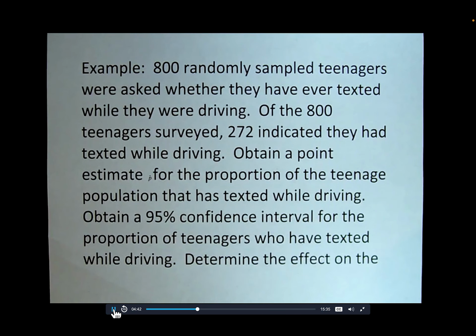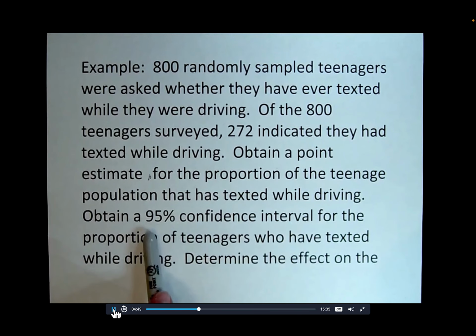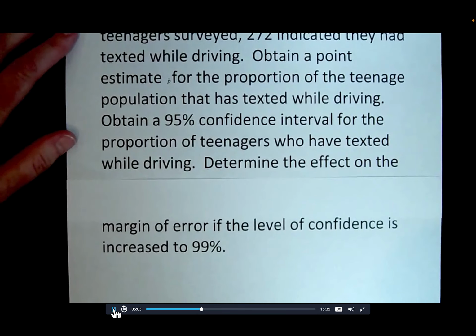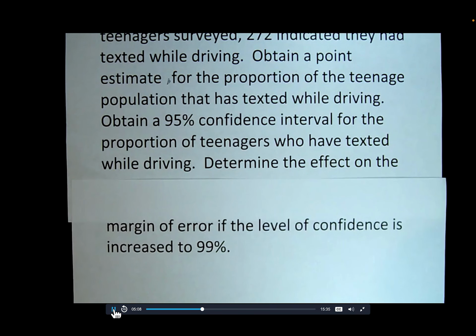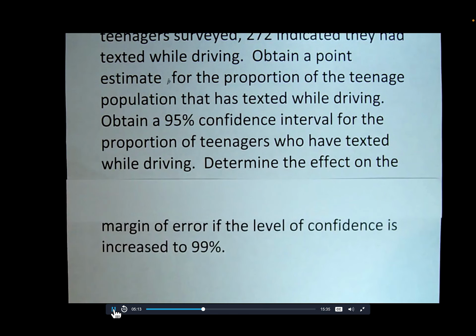And then, as we've seen, we don't want just a point estimate. We want an interval so that we can express a level of confidence in our estimate. So we'll obtain a 95% confidence interval for the proportion of teenagers who have texted while driving. And then we will also look at what happens if, instead of going for a 95% confidence level, we go for a 99% confidence level. What is that going to do to the margin of error if we go to a higher confidence level?